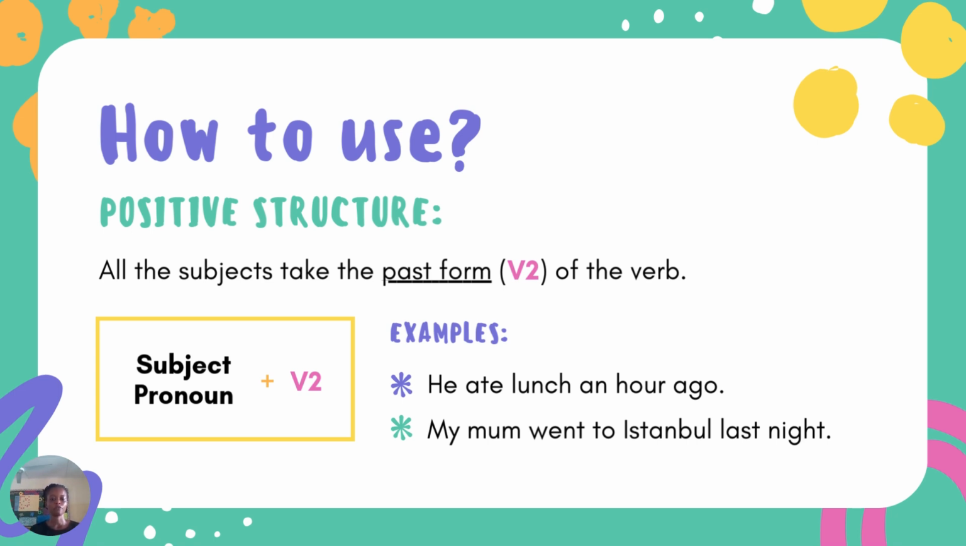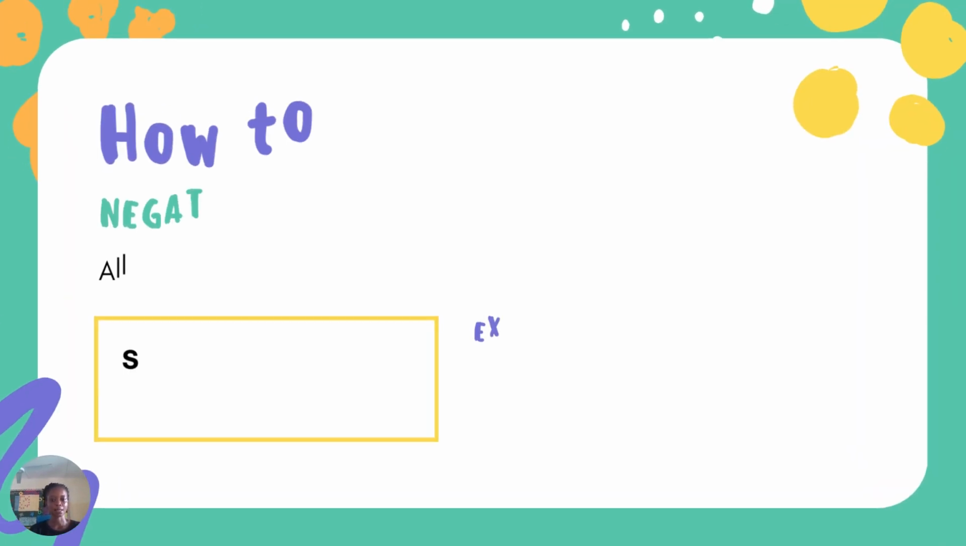Now, to form a sentence with our past simple tense, we make use of our subject or pronoun plus the verb. In this case, our subject is he and our verb is ate. He ate lunch an hour ago. Second one: my mom went to Istanbul last night. The subject there is my mom and the verb there is went. This is telling us that my mom went to Istanbul last night.